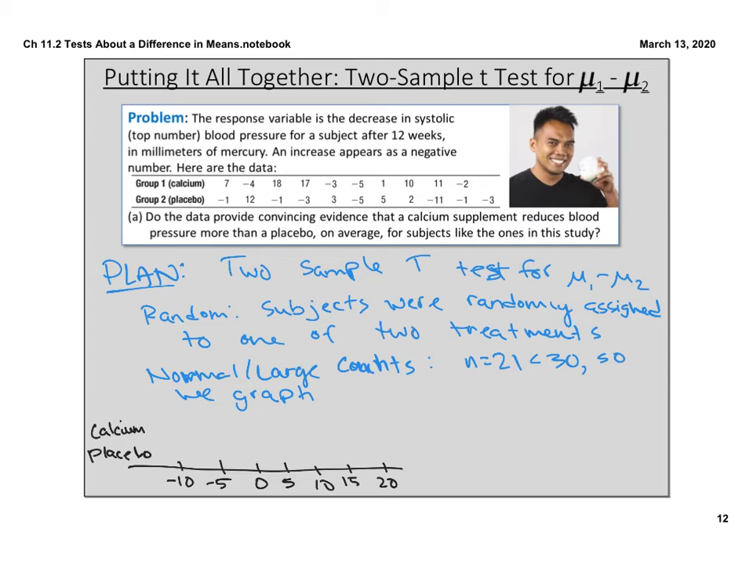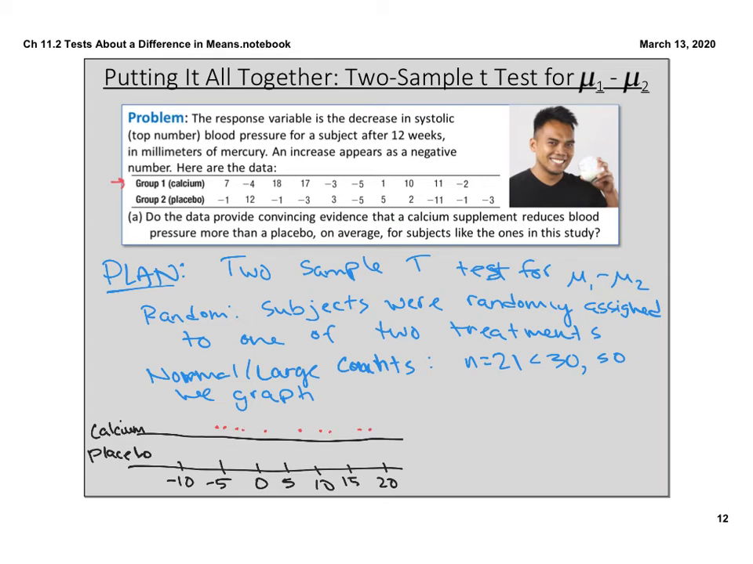For the calcium line, I'll just draw another line up here. I'm going to use the same number line so I don't need to label the numbers twice, but I am going to put both on there. So for calcium, I'm at positive 7, just going down my list: positive 7, negative 4, positive 18, positive 17, negative 3, negative 5, positive 1, positive 10, positive 11, and negative 2.